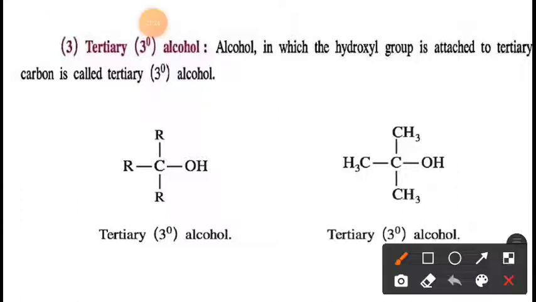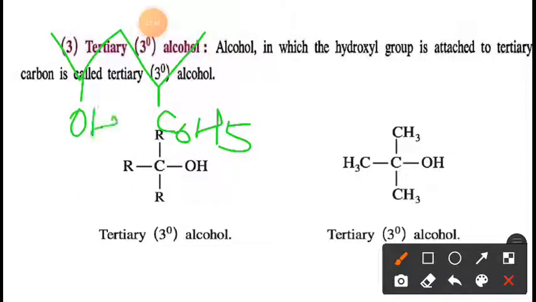Now next is this one. Suppose here it is C6H5, and here suppose OH is there. So how will we give the number? We will give the number to this functional group. The functional group should get the lowest number. So it will be 1 2 3 4 and 5, right?